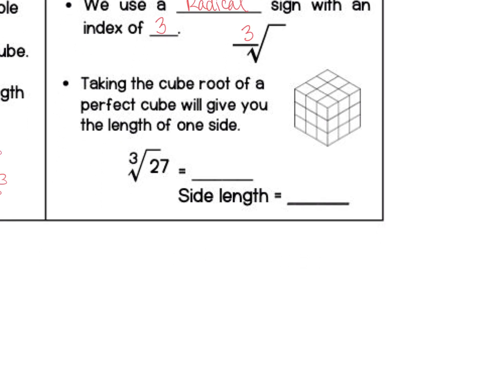And then taking the cube root of a perfect cube will give you the length of one side. So if we do the cube root of 27, what number multiplied by itself 3 times makes 27? That is 3. And so the side length is 3 units. Okay?